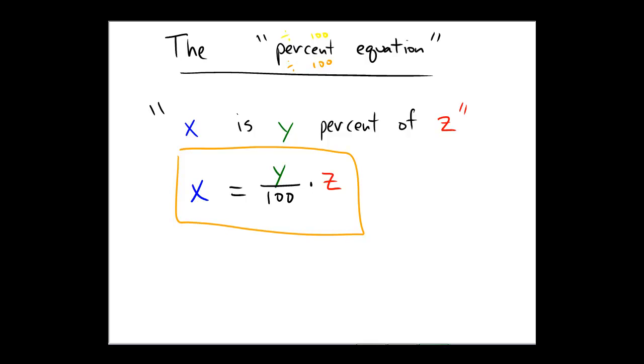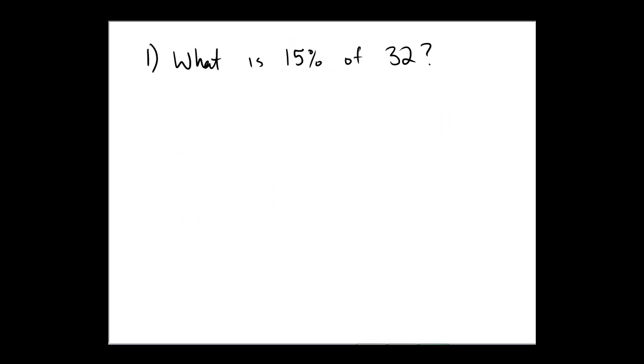Okay, so let's see this in three different examples now. We'll do one of each type. Pause the video when you read the problem to see if you can do it on your own, and if you can, you've mastered that one type, and then we have to look at the other ones. So first example, what is 15% of 32?